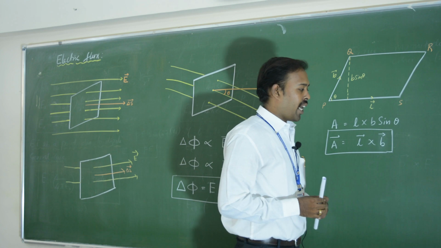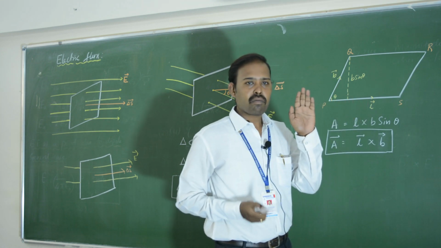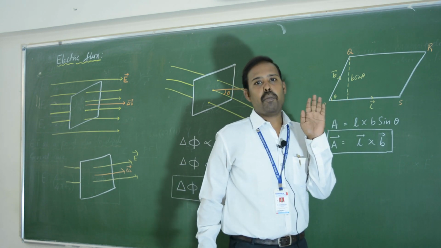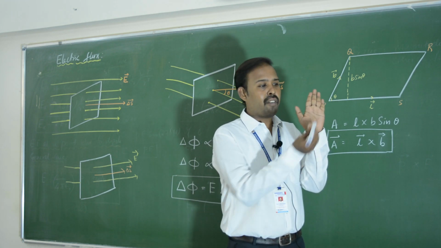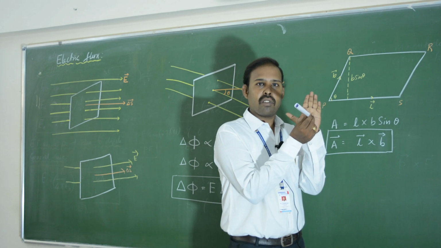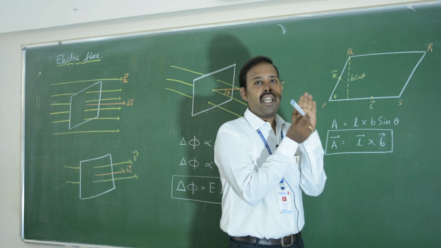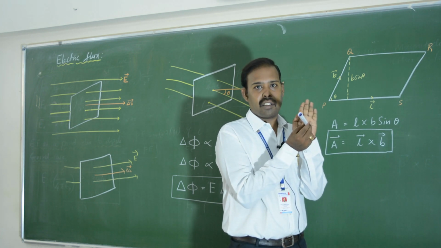For example, if I have this area, and I ask what the direction of the area vector is, the direction of the area vector will be like this. Always it will be normal to the given surface, right?